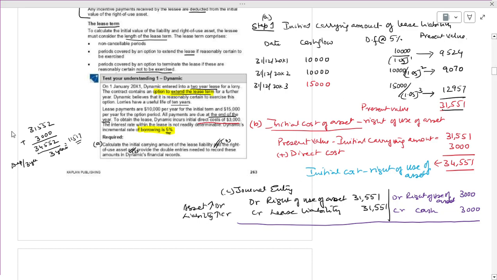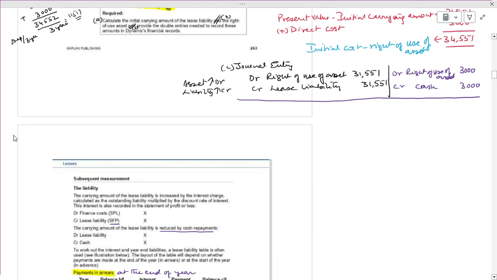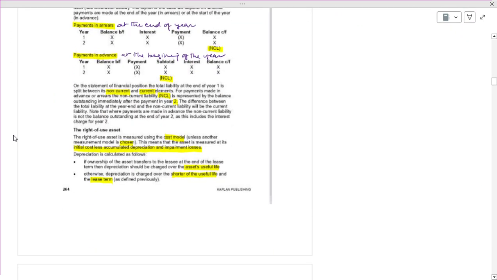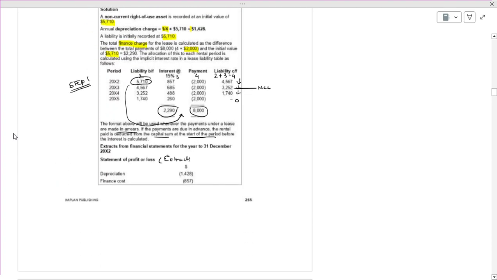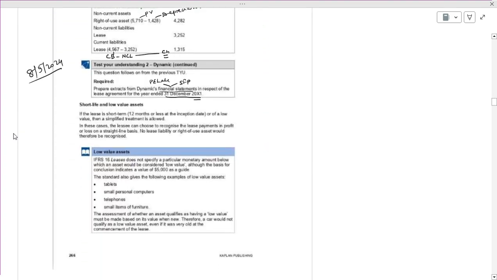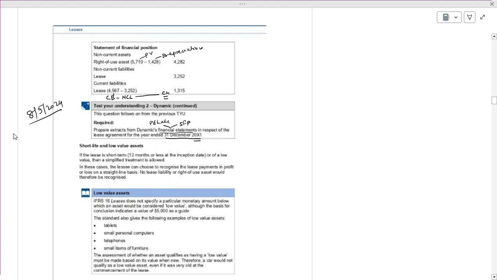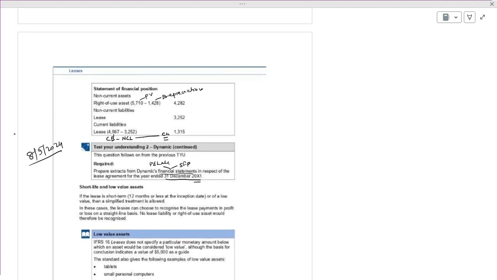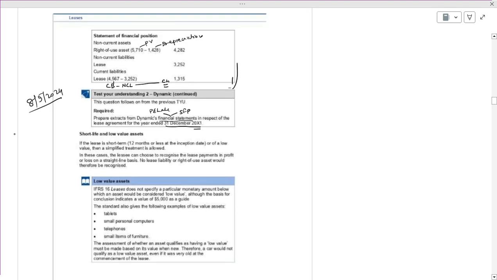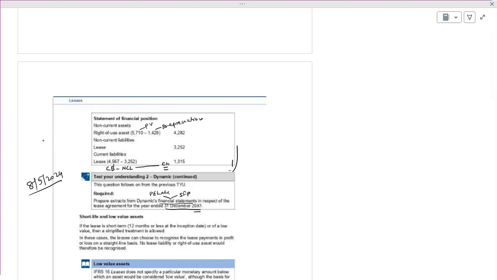They are asking for the statement of financial position for the year 31st December 2001, for 1 year. Now, first what we have to do is calculate depreciation. Is it right? Depreciation for the year ended.